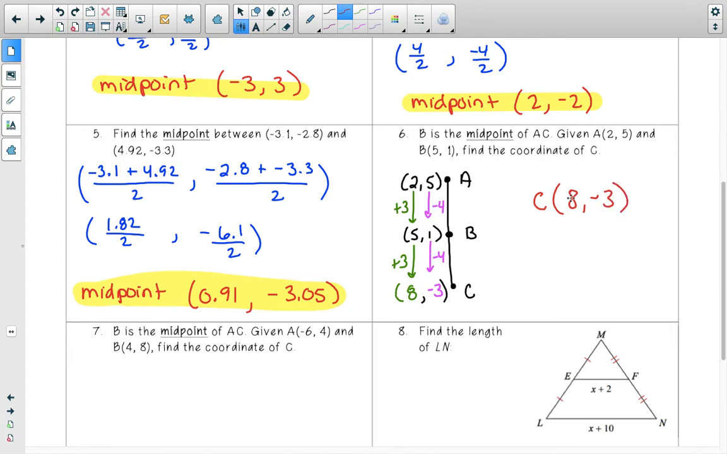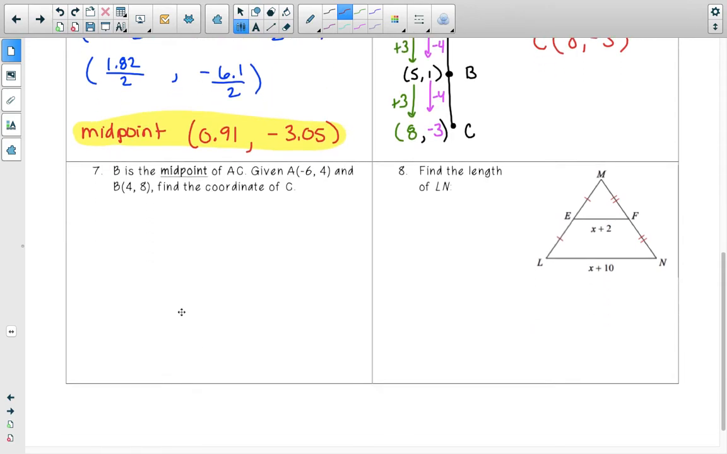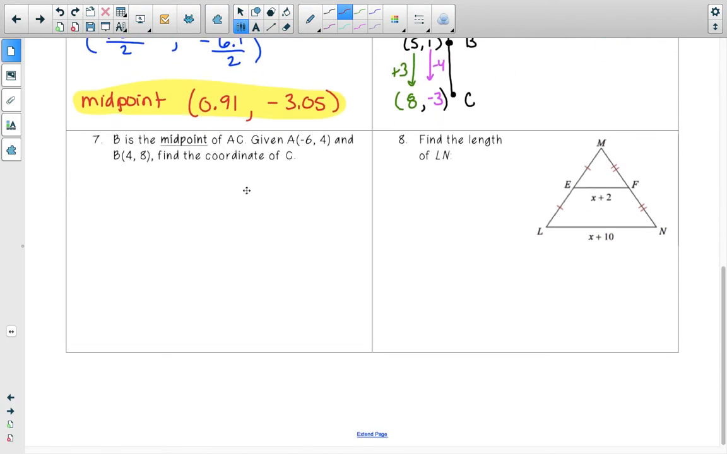I do this visually so I can easily see what is happening to the numbers. I have to read carefully to know that B is the midpoint. So I have to make sure I know which letters go where. Now there is another way to do the same type of problem. So B is the midpoint of AC. We're given A and we're given B. So we're given one coordinate and the midpoint. I'm going to show you another way of doing this without doing it visually.